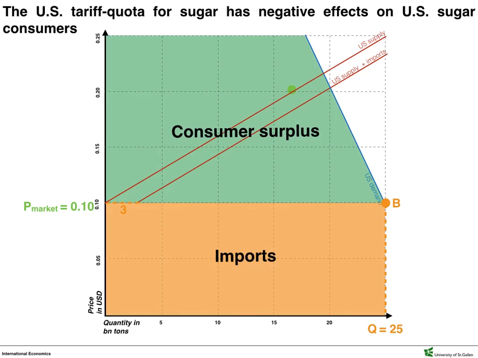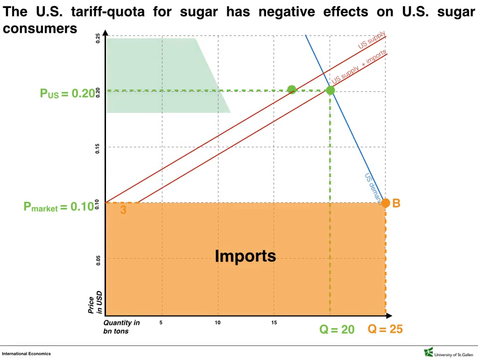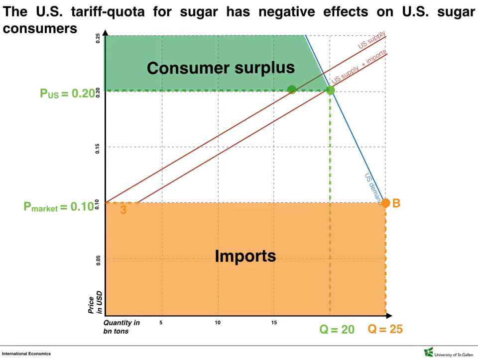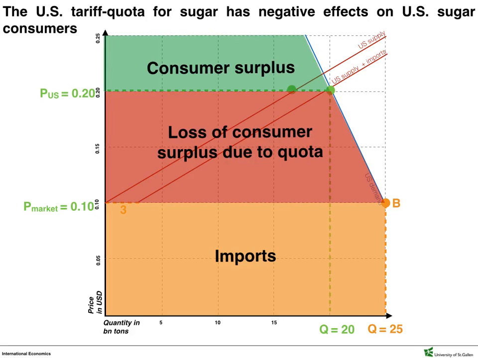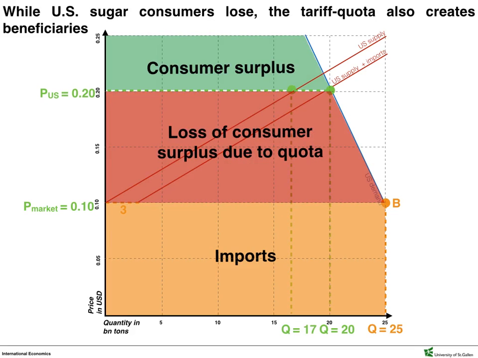Let's now look at the effects of the tariff quota from the producer's standpoint. The US price for sugar is again 20 cents instead of the market price of 10 cents per pound. While the US still imports the same quantity, the consumer surplus will decrease considerably, creating a loss of consumer surplus for US sugar consumers. There are two groups, however, of beneficiaries of this program.